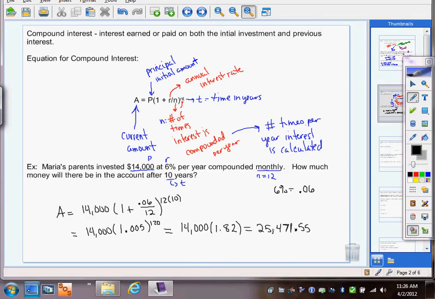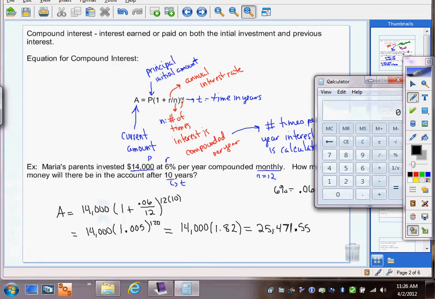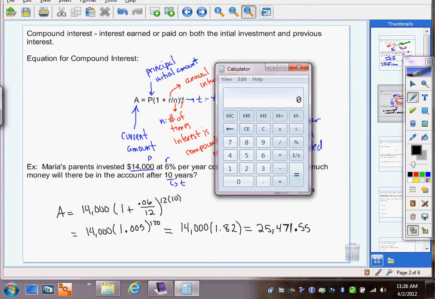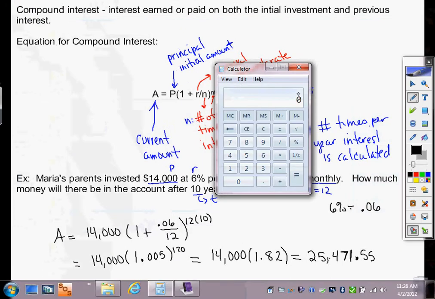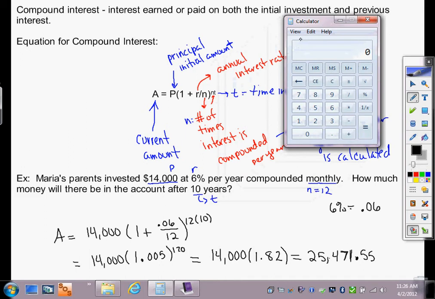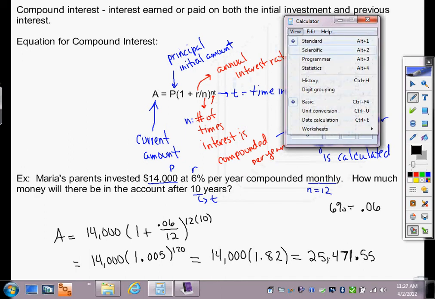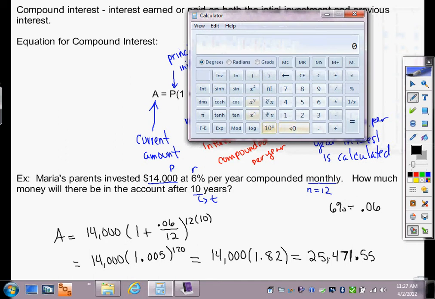Okay, now what I want to show you. Let's say you don't have a scientific calculator. If you go on your computer, you do. And we can do, okay, and that would be here, that XY, and then I put in 120, and that gave me the 1.82. I just rounded it. So you'd push this XY button right here.